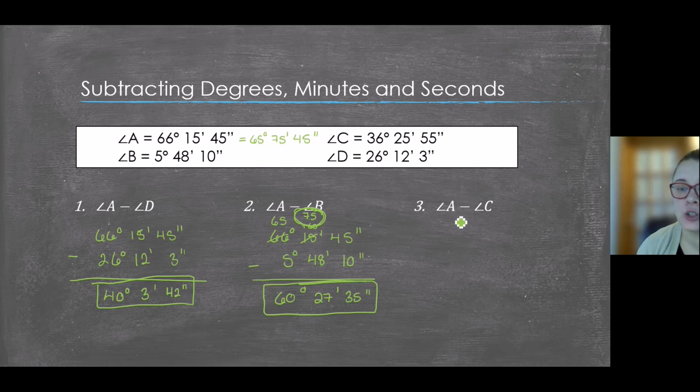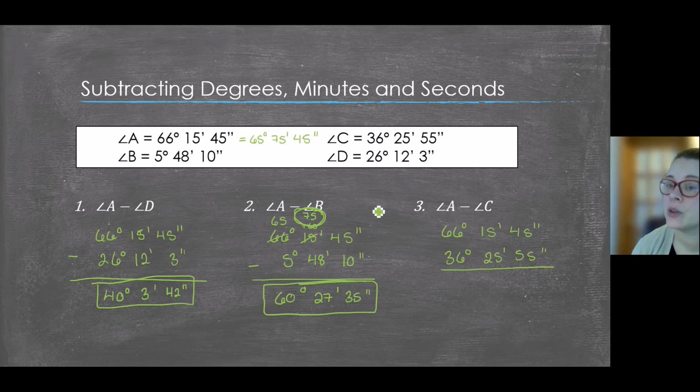The last one we're going to do is A minus C. So angle A, we've been starting with A a lot, but that's just because it's the biggest one here. So 66 degrees, 15 minutes, 45 seconds. I can't seem to get that order in my head this morning. Minus angle C, which is 36 degrees, 25 minutes, 55 seconds. Hopefully I have enough space for this one.